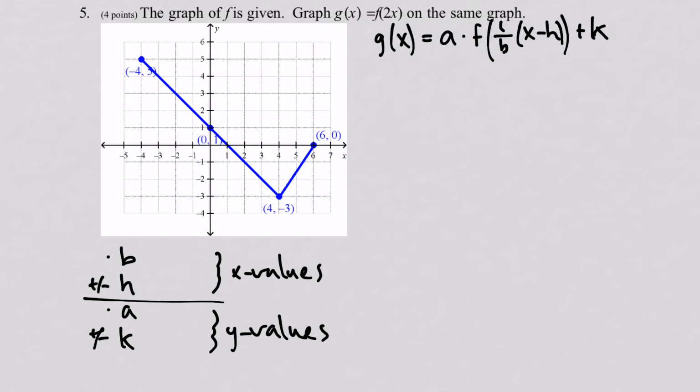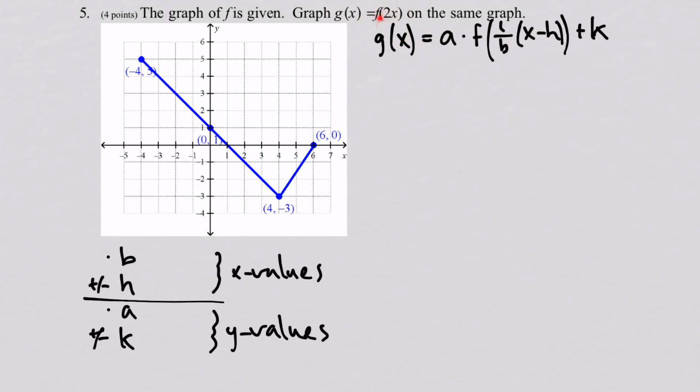If a is bigger than 1, it's a stretch. If b is less than 1, meaning a fraction, then it's a compression. If a is less than 1, like a fraction, then it's a compression. Okay? So let's look at what my function is, and let's compare it to this stuff right here.